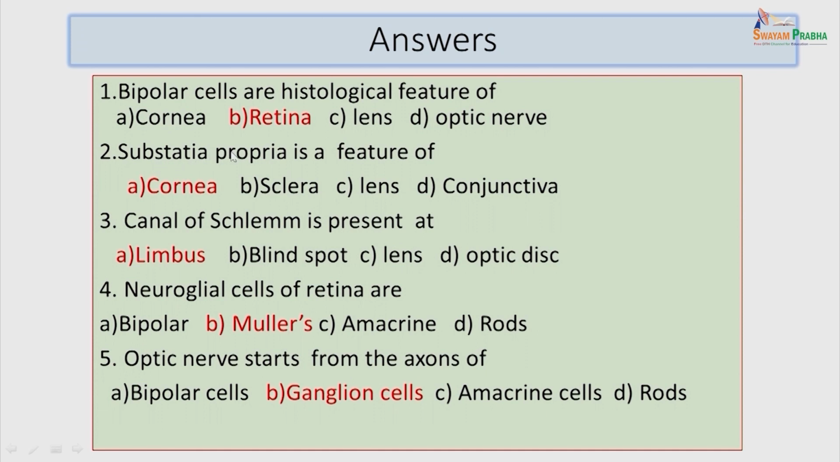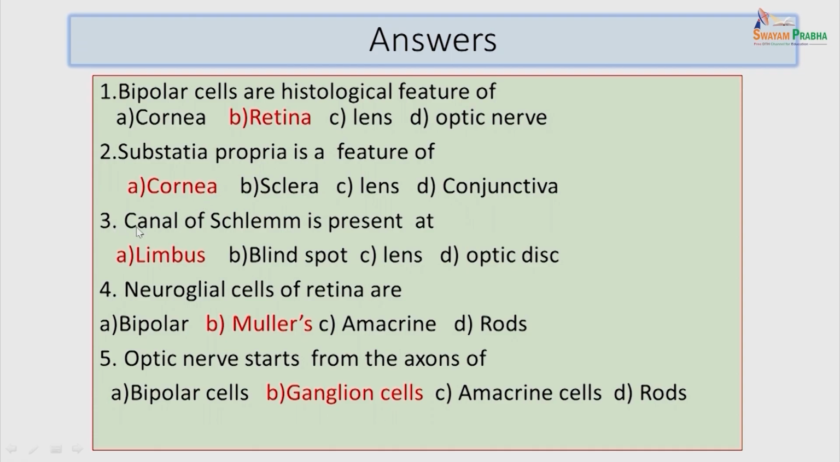Question number 2. Substantia propria is a feature of cornea, sclera, lens, conjunctiva? The answer is cornea. The substantia propria forms the major bulk of the cornea, and you can see collagen fibers in this layer.